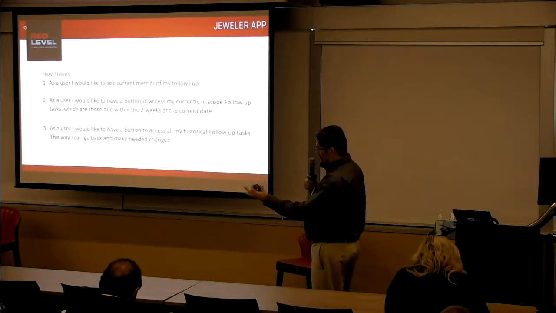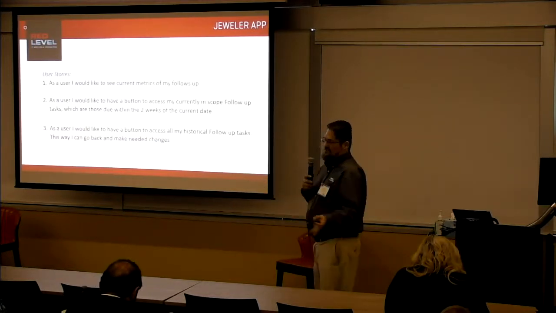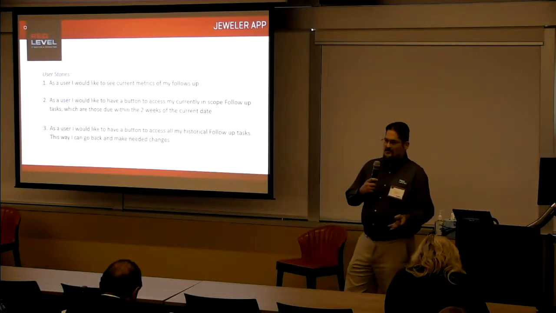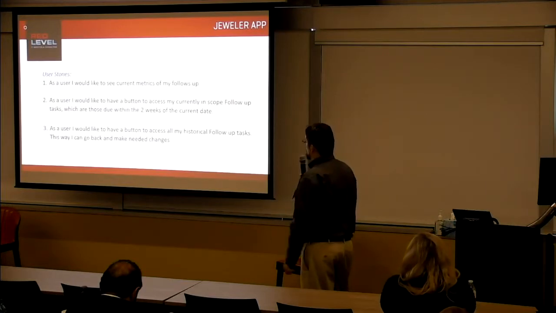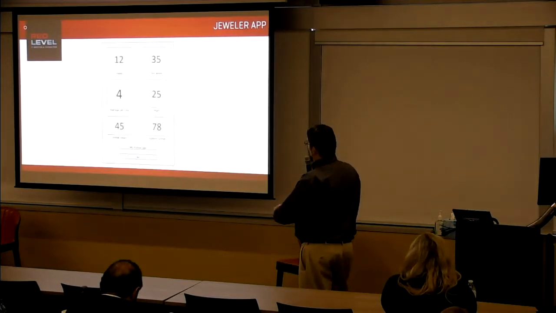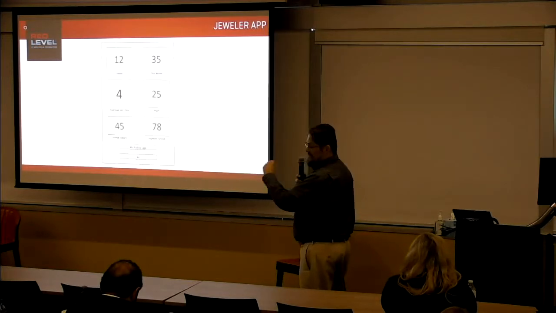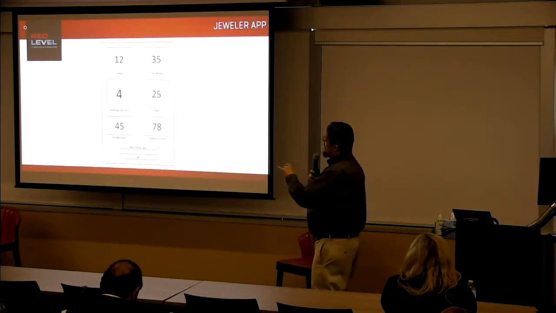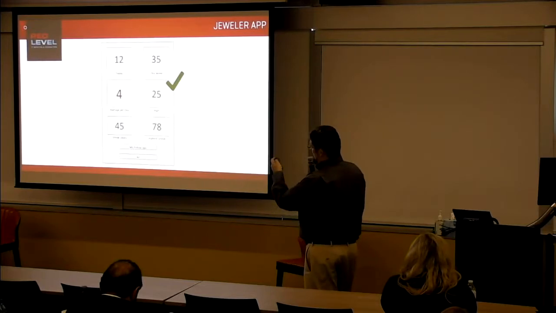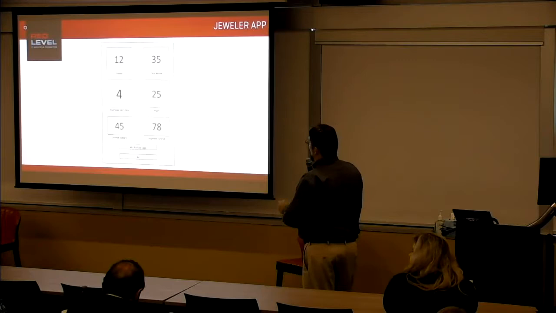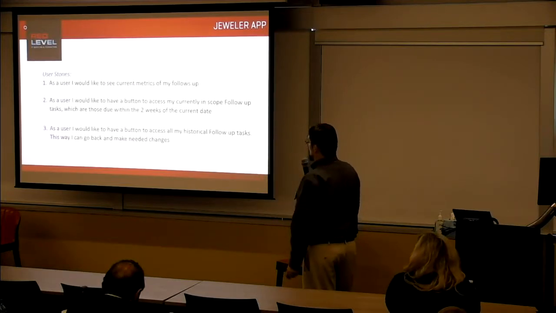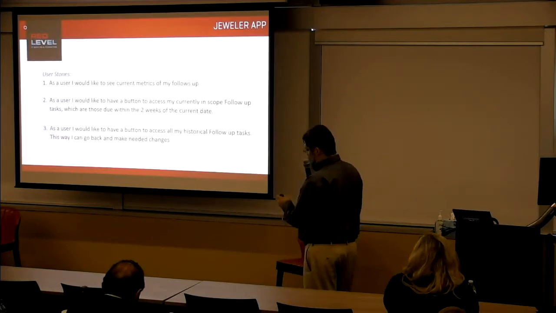And then we wrote up the user stories, of course, as I explained before. We knew that agile methodology. This makes a perfect test plan as well. As a user, I would like to see the current metrics of my follow-ups. And the interface, this is kind of our mock-up. I wish I had real screenshots of this app, but the mock-up, yes, we checked that box. We've got those metrics.